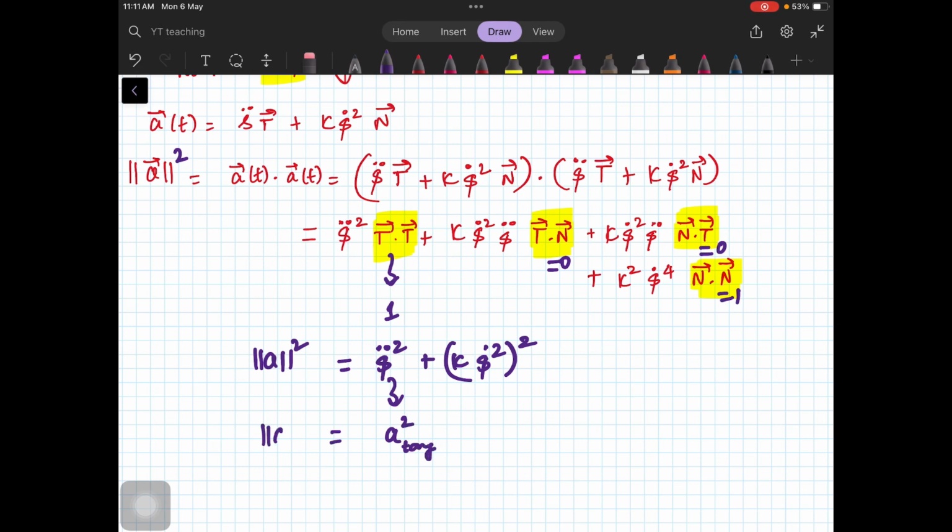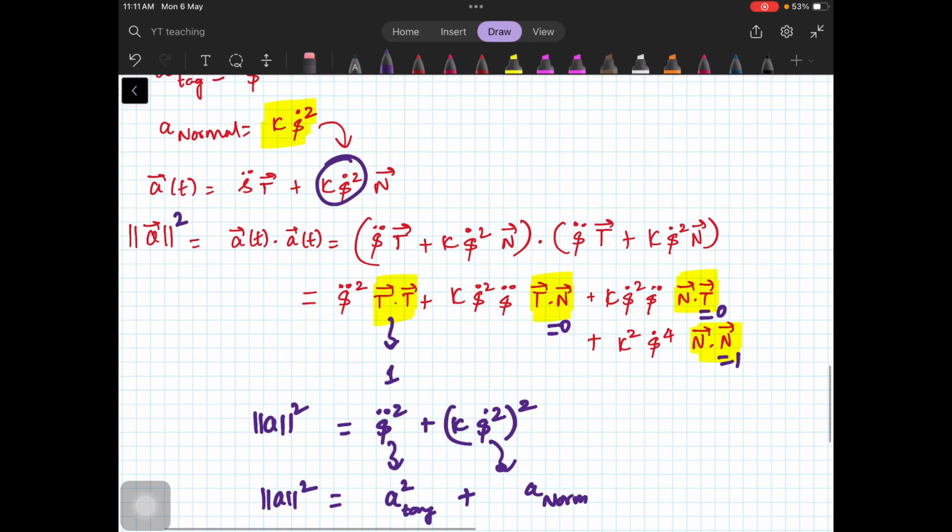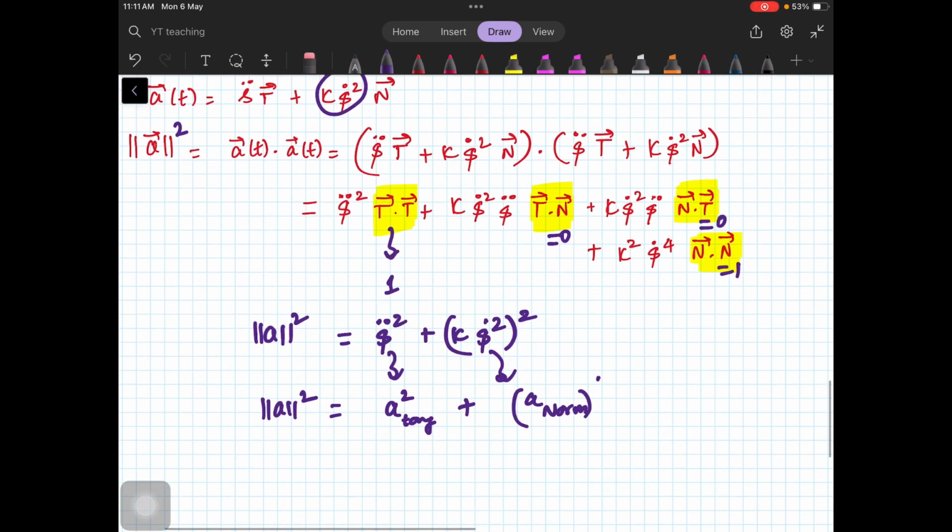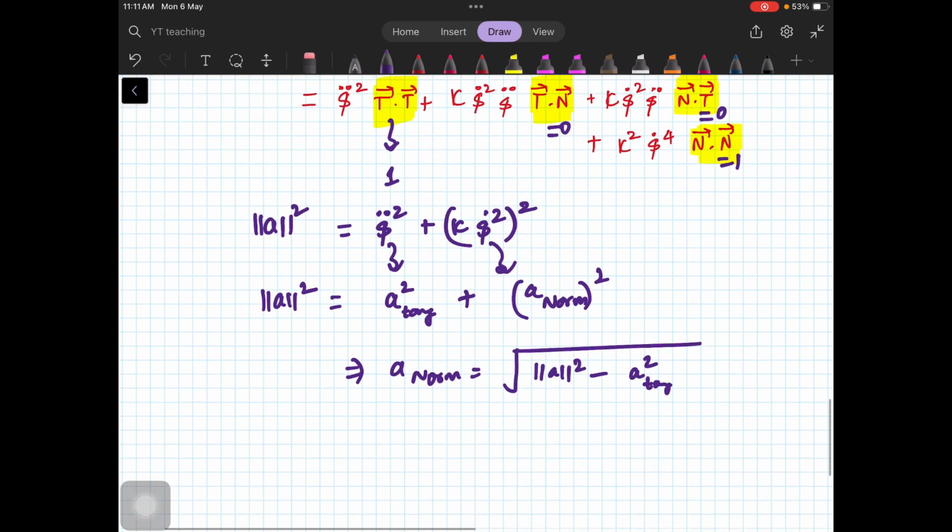So this is the magnitude of the acceleration plus, what is this? This is the normal component, right? Because the normal component was kappa s dot squared. So we got that the normal component of acceleration is the square root of the magnitude of a squared minus the tangential component of a squared. So this is what we got for the normal component, right?